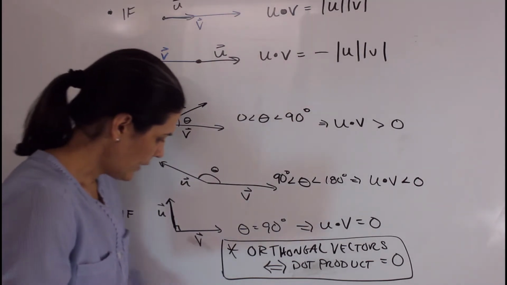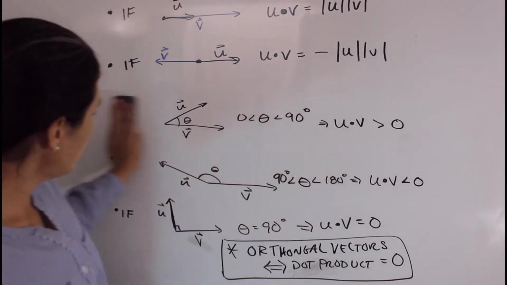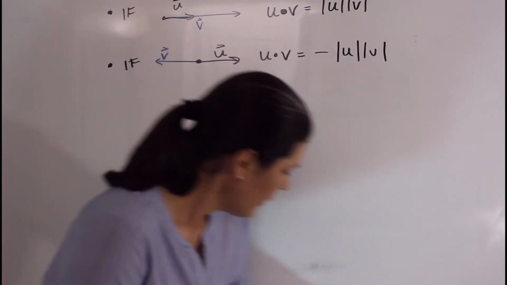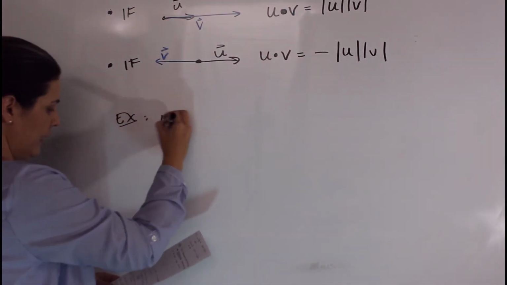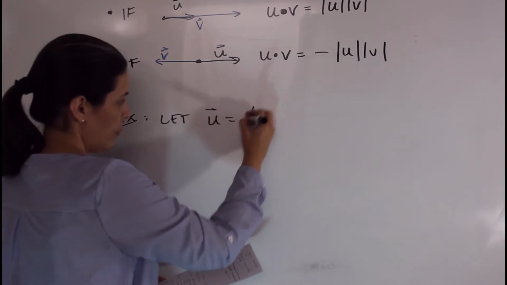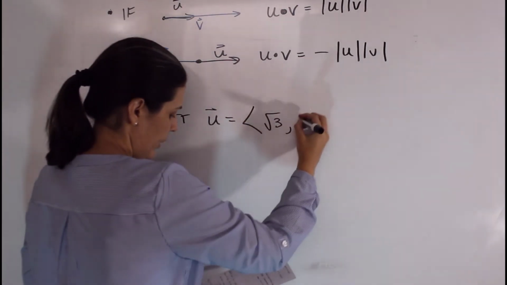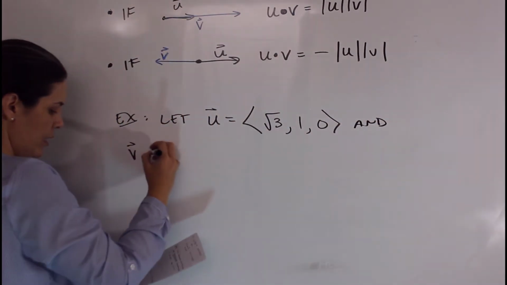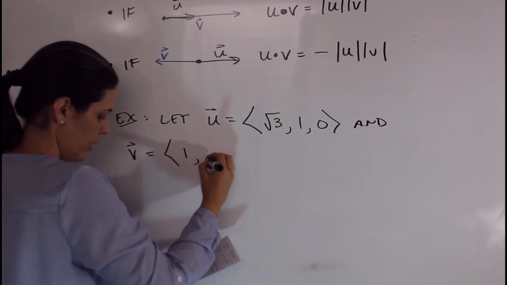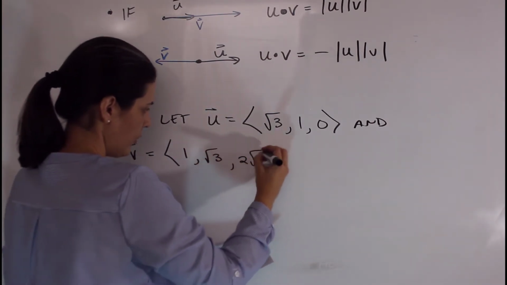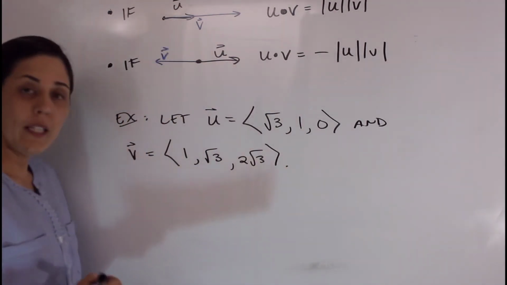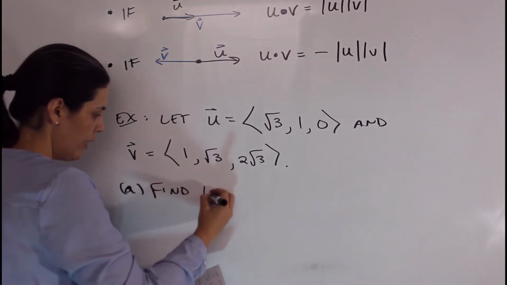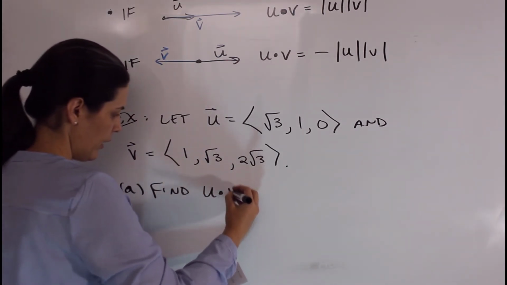All right, now let's give an example so you can see this idea in use. I'm going to let the vector u be the vector with components square root 3, comma 1, comma 0, and then the vector v is going to be the vector with components 1, comma square root 3, comma 2 square root 3. Now we're going to find a few things. First, we'll call it part A. Let's find the dot product of u and v.